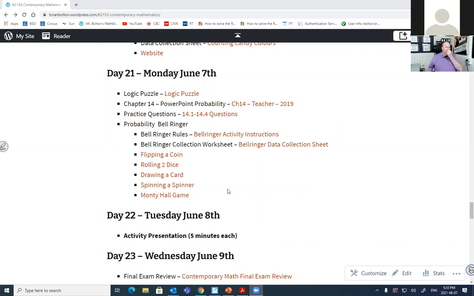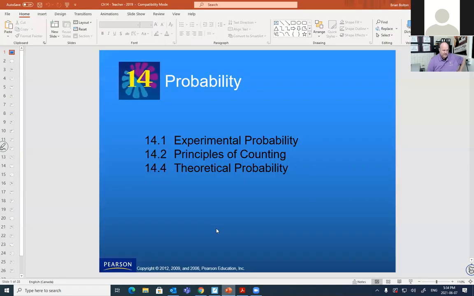Okay, so let's talk about this. This is probability. It's quite a short run through. And then I want to spend the bulk of it, once we do our questions and take our break, probably half an hour to 45 minutes, on a bell ringer activity based on probability. You can see what it is. We're going to talk about coins, dice, cards, spinners, and Monty Hall. The Monty Hall game is actually originally from Winnipeg. So, let's get the PowerPoint up here.